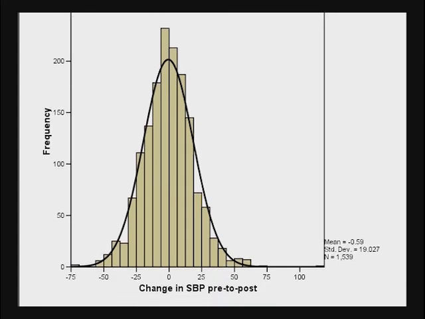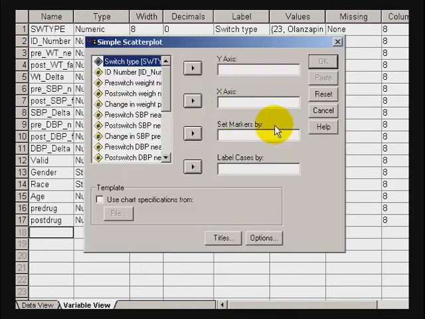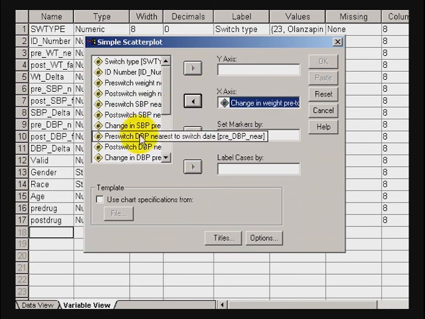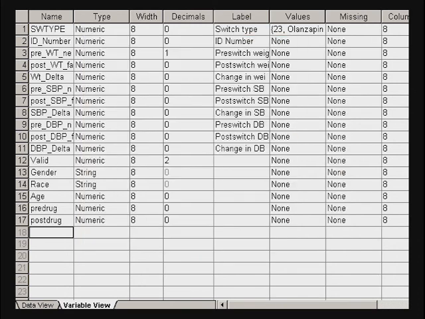So let's go ahead then and look next at the scatter plot. We're going to look at a simple scatter plot, which means that it is not broken up into the 4 quadrants and so forth. So we're going to define this as our x-axis. Let's say our x-axis is going to be change in weight, and our y-axis is going to be change in blood pressure. So let's go ahead and take a look at our scatter plot.